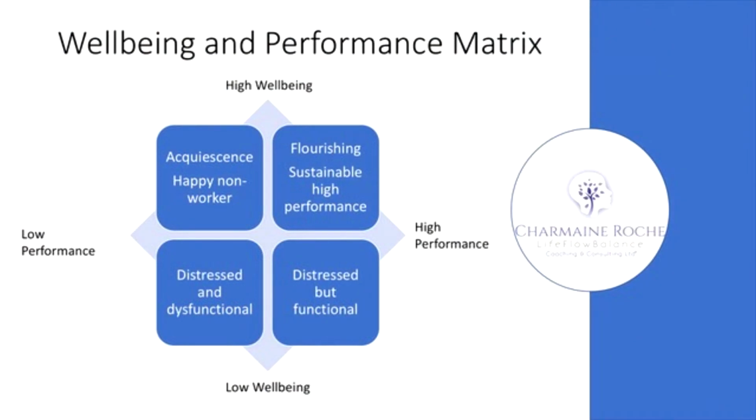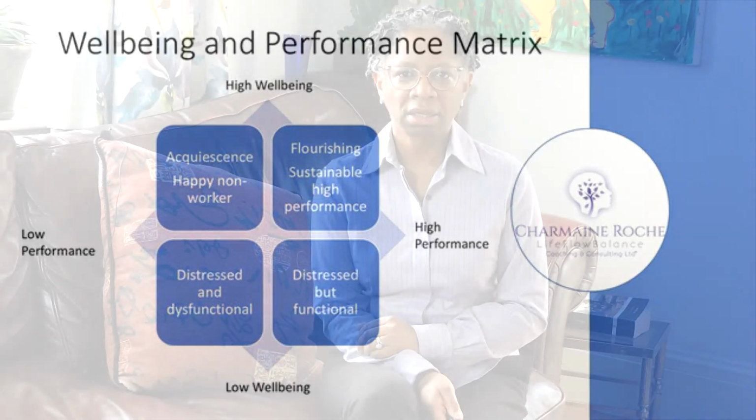The way that I assimilated the two sets of information that I got from the two diagnostic tools that I've described to you is I placed my team in the distressed but functional quadrant of the well-being and performance matrix. And my aim was to move them into the flourishing, sustainable, high performance quadrant of the matrix. And in order to do that, we developed an action plan. That action plan I shared with you in video 1.